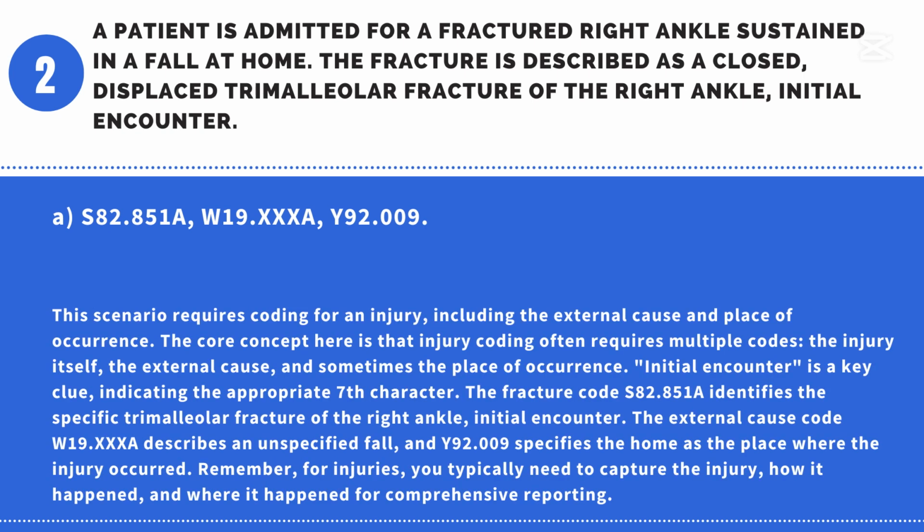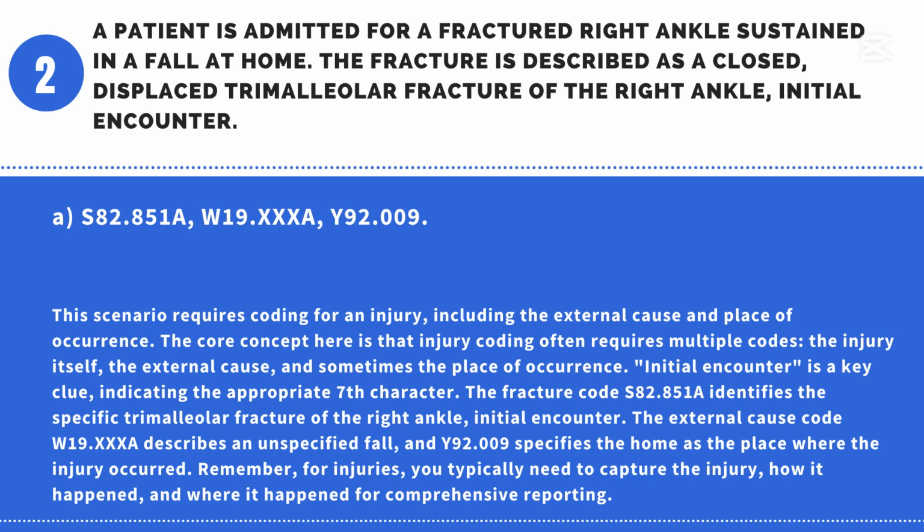Answer: A. S82.851A, W19.XXXA, Y92.009. This scenario requires coding for an injury, including the external cause and place of occurrence. The core concept here is that injury coding often requires multiple codes: the injury itself, the external cause, and sometimes the place of occurrence. Initial encounter is a key clue, indicating the appropriate seventh character.